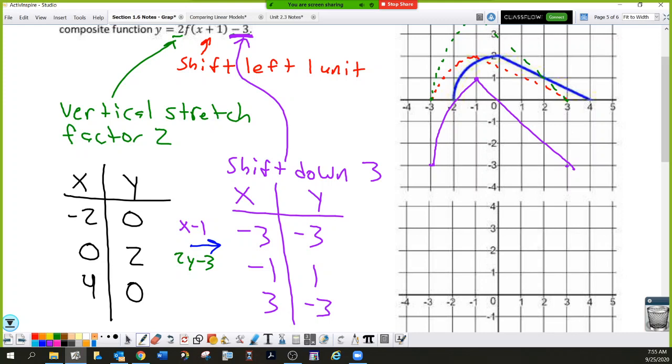Ta-da! Look how much faster that was. See, transformations are algebraic. Transformations don't change a graph. Everybody thinks that a transformation changes a graph. No, it doesn't. Transformations change the coordinates. But when you connect the dots, you get a new graph.